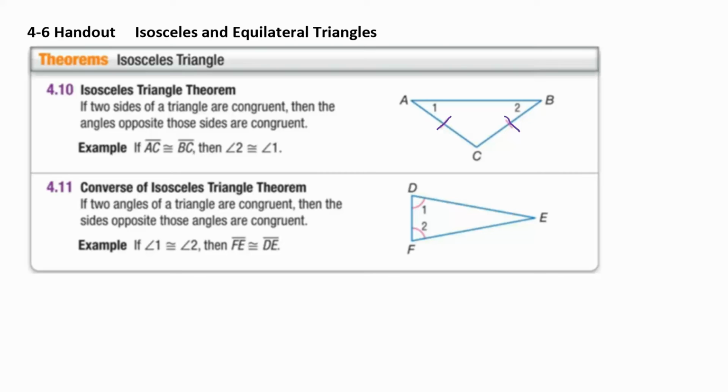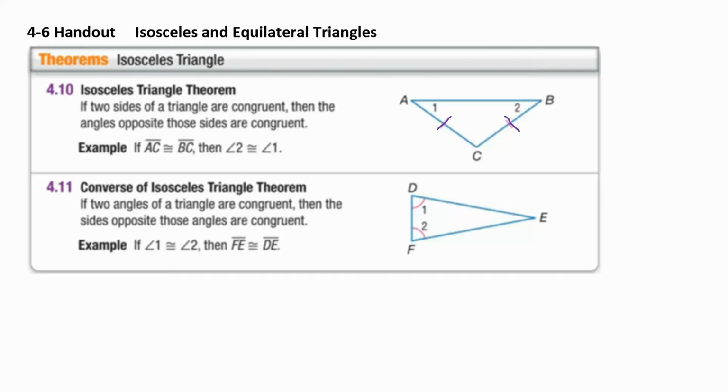Chapter 4.6 covers isosceles triangles and equilateral triangles. Isosceles, by the definition for our class, is that only two sides of a triangle are congruent. And equilateral is that all three sides of a triangle are congruent.